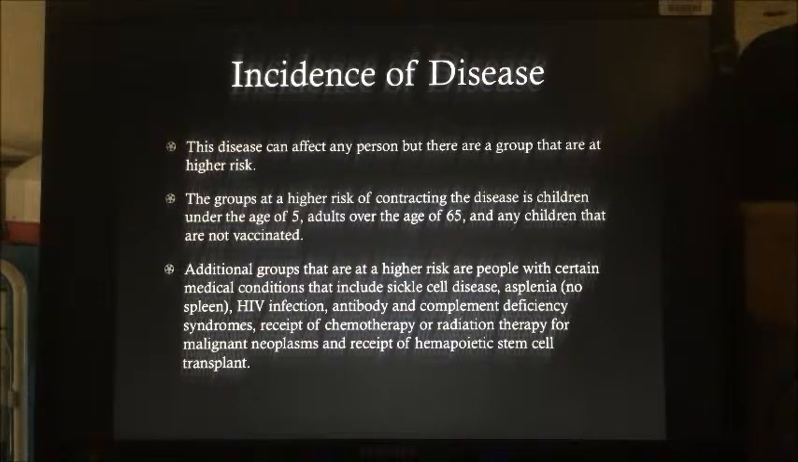So this disease can affect any person, but there are a few groups that are at higher risk. The groups at a higher risk of getting this disease are children under the age of 5, because most of them are not vaccinated yet, since they're not old enough to be vaccinated. Adults over the age of 65 and any children that are not vaccinated are all at higher risk to get this disease. Additional groups at higher risk are people with certain medical conditions, including sickle cell disease, people that have no spleen, HIV, and those receiving chemotherapy or radiation therapies, because none of these people are eligible to be vaccinated. So therefore they're at a higher risk of getting this disease.